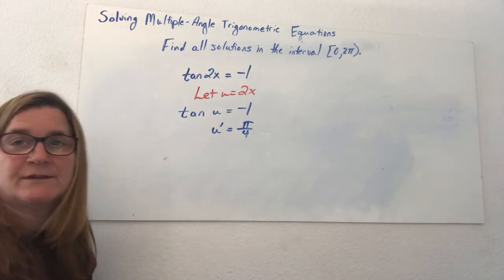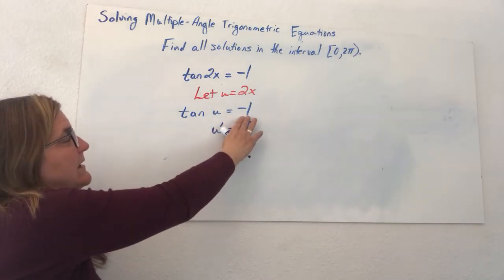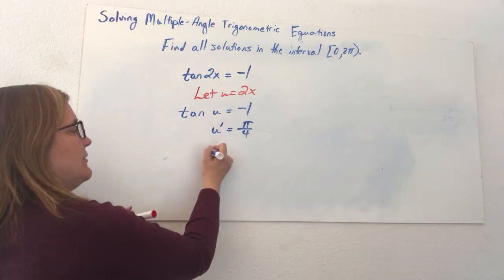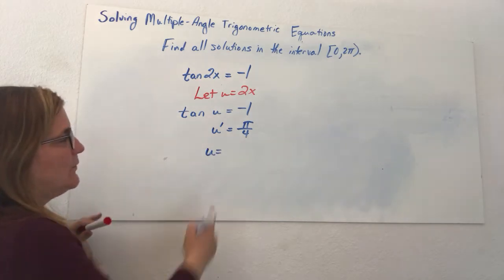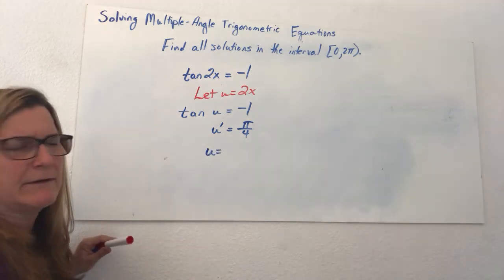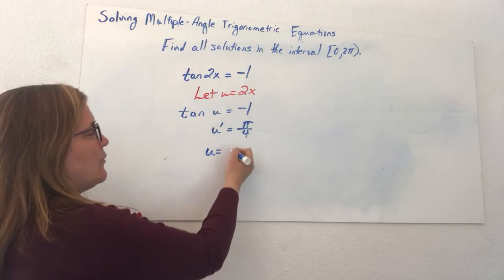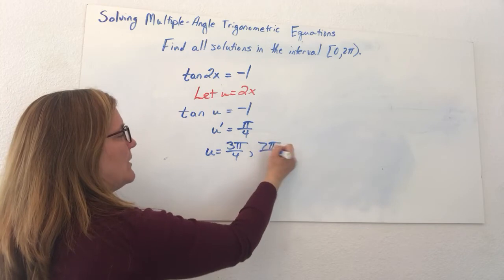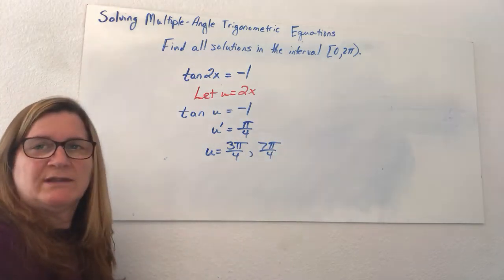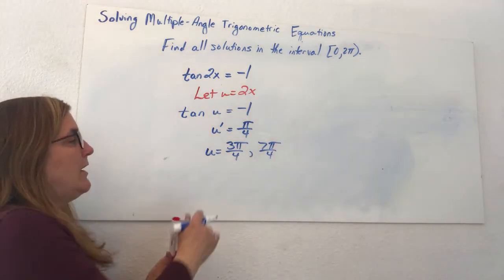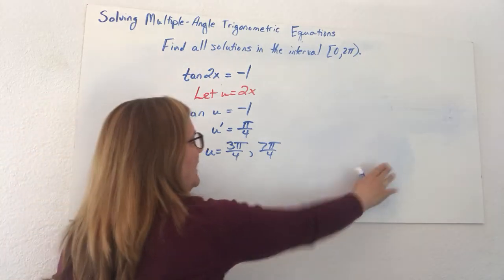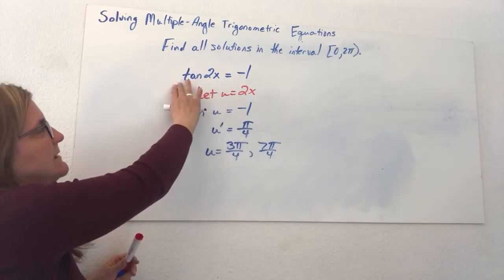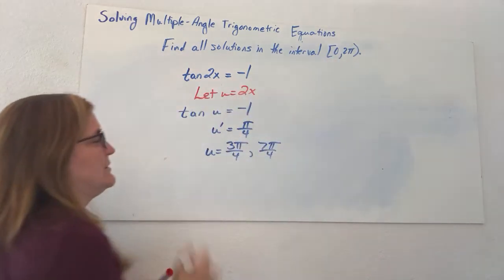But it is not one of the solutions, because the solutions will be in the second and fourth quadrants where the tangent is negative. So we're going to list our solutions that have pi over 4 as the reference angle in the second and fourth quadrants. So that would be 3 pi over 4 and 7 pi over 4. But those are just the solutions between 0 and 2 pi. We need to go all the way out to 4 pi so that when we divide by 2, we'll get all of the solutions between 0 and 2 pi for this original equation.